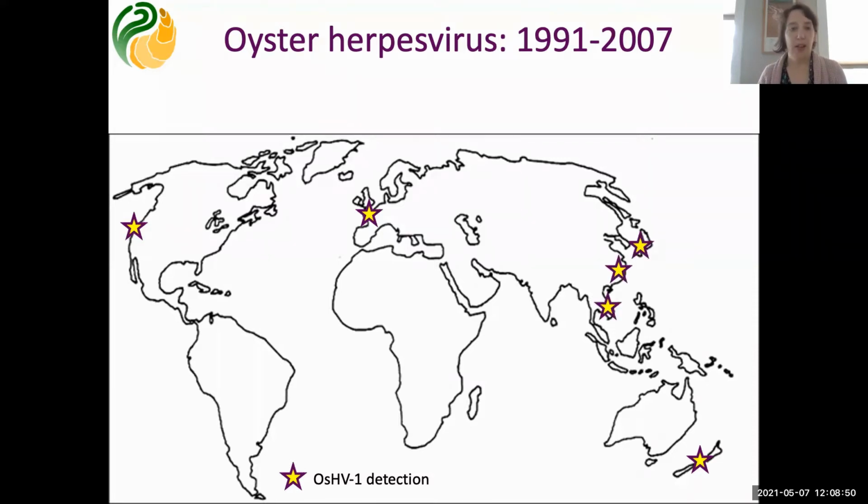Followed by detection in multiple Asian countries by my colleagues at BIMS, though there was less known about the impacts of OsHV-1. And you'll notice there are no stars on the East Coast of the US because to date, the virus has not been detected on the East Coast, which I think is particularly important, though there have been few surveys to date. There was a survey in the early 2000s, so about 20 years ago.